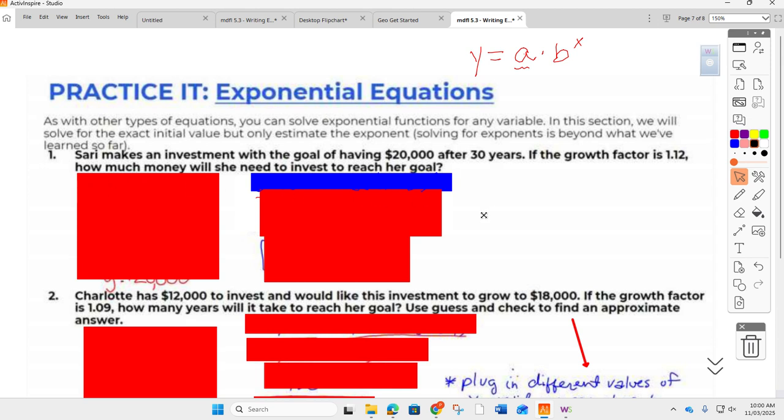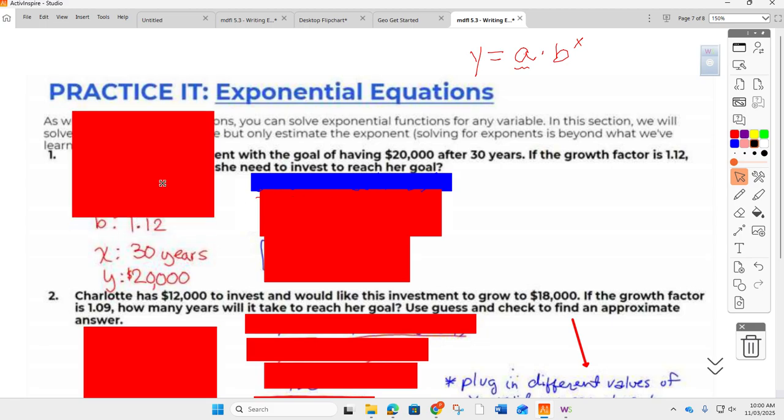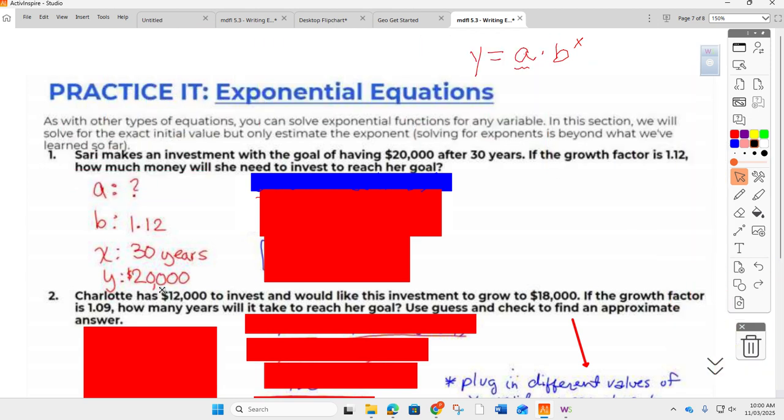So we're going to go through and identify the A, the B, the X, the Y. So the $20,000 is what she wants the Y to be, what she wants her output to be. So we're going to say Y is 20,000. The time is going to be 30 years. They tell us the growth factor is going to be 1.12. And what we're looking for is how much money she needs to invest so that she can have $20,000 after 30 years, a one-time investment. So what we're going to do is plug in the parts that they give us.